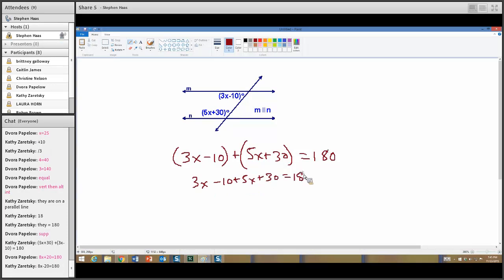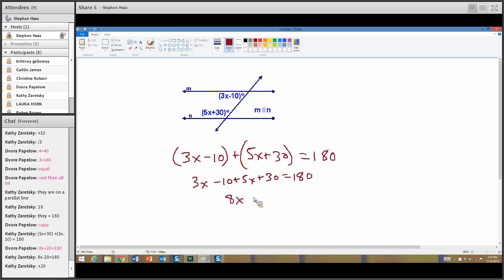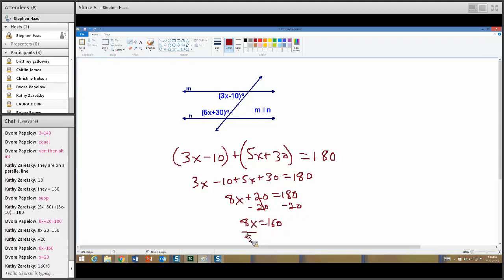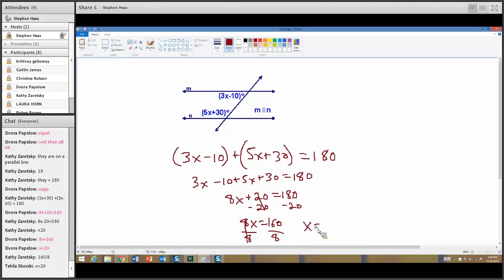Now we should combine like terms. We've got a 3x and a plus 5x, so we'll turn that into an 8x. We've got a negative 10 and a positive 30, so we can turn that into a positive 20 equals 180. Now we can isolate the 8x, subtract 20 from each side to get the x term by itself. So we've got 8x equals 160, and here we need to isolate the x by dividing by 8 to get rid of the 8 because it's 8 times x, and so x equals 20.